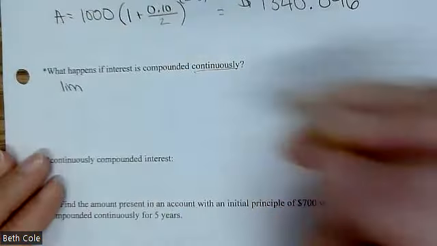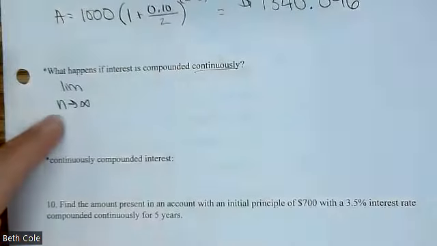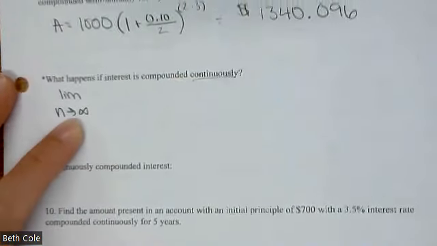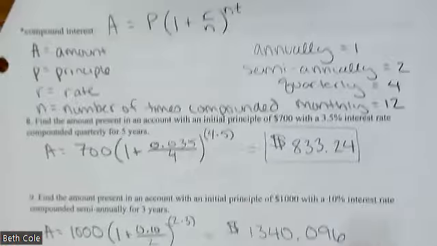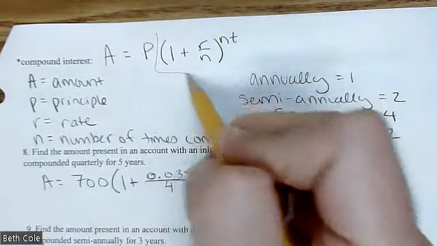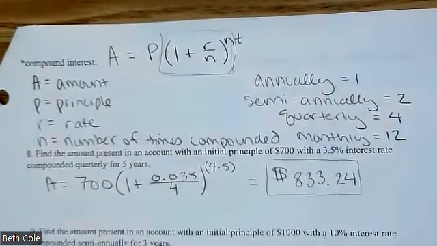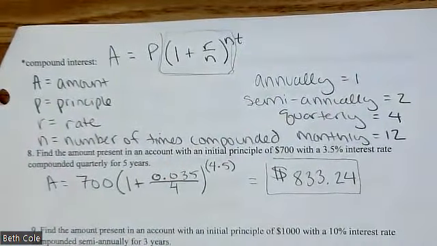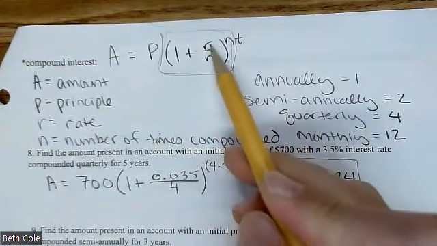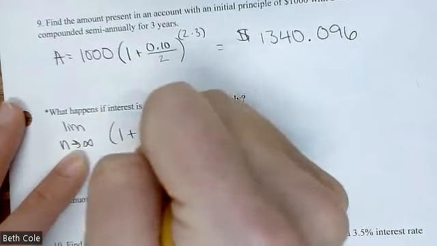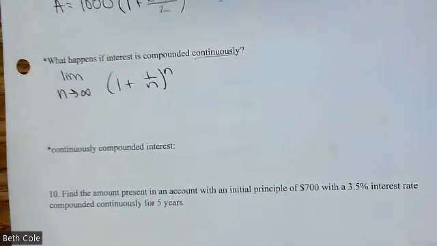That means you want to go out forever. You want n to be infinite. What happens if n goes to infinity? Now we're just going to look at this one piece of the formula. And I'm going to let the rate be 1 for this experiment just to simplify things. So I'm going to let R be 1, and we're going to look at just this part. So 1 plus 1 over n to the n power. And I'm going to type it in.